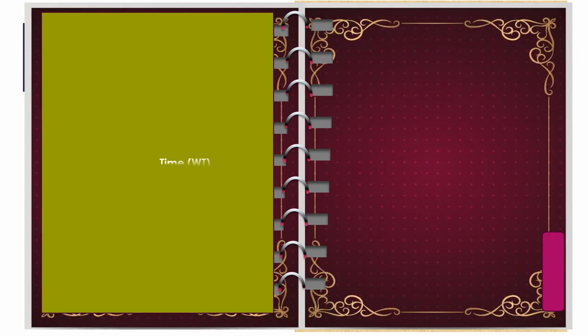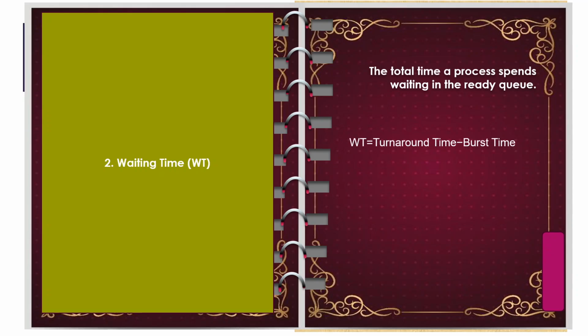Now next, the formula for the waiting time. Waiting time is nothing but the total time a process spends waiting in the ready queue, which is given by the formula turnaround time minus burst time.